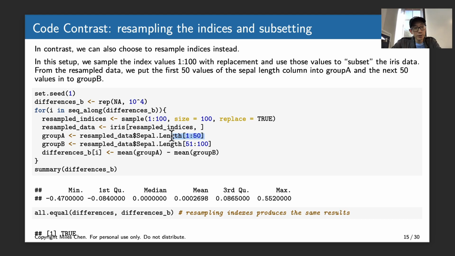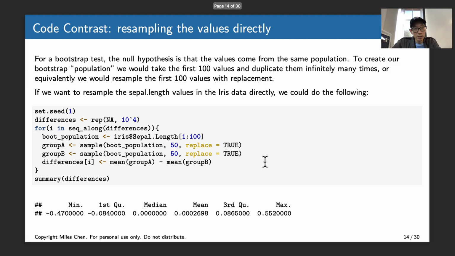Then I take the first 50 values in my resampled data and put them into group A. Then I take the next 50 values of sepal length of my resampled data and put them into group B. So here I took all 100 values of sepal length and created my population.